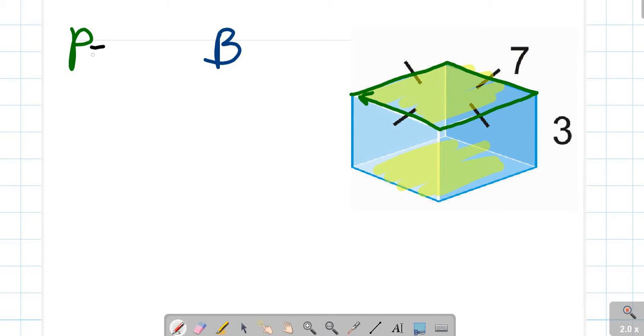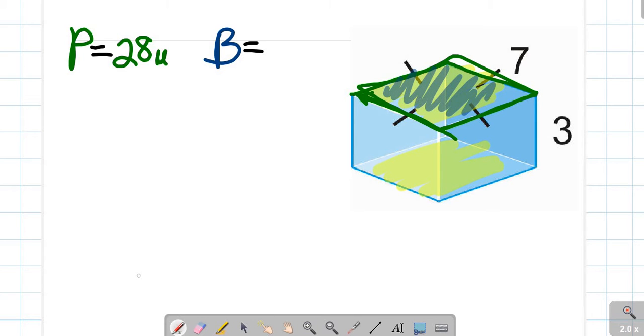My perimeter here is really easy. We just see that hatch mark. That means it's 7 plus 7 plus 7 plus 7. We don't even need an equation for that. That's 28 units. Our base, of course, is the area of a square, which is 7 times 7. So that's going to be 49 units squared.